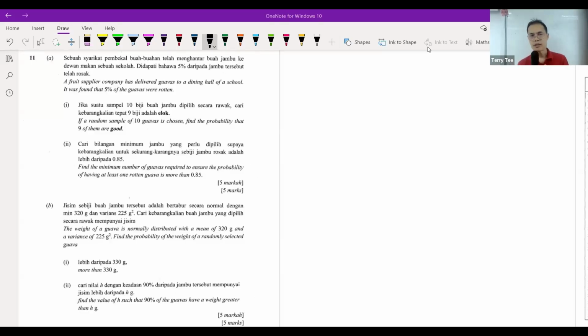Okay, question number 11. This is from chapter 5, the probability distribution. So here we have a fruit supplier company. It has delivered guava to a dining hall of a school. It was found that 5% of the guava were rotten. The percentage of rotten, let me write, rotten is 0.05. That is in probability. Percentage 5%, probability 0.05. So here they say if a sample of 10 guava are chosen, so your n is 10. So find the probability 9 of them are good.